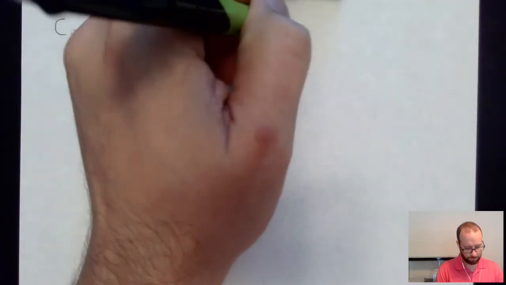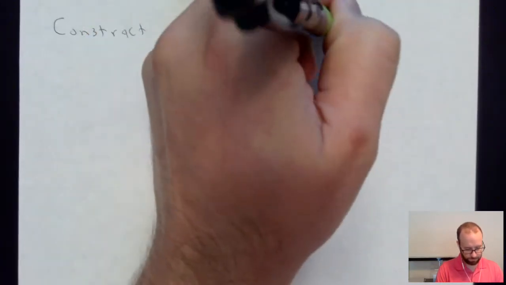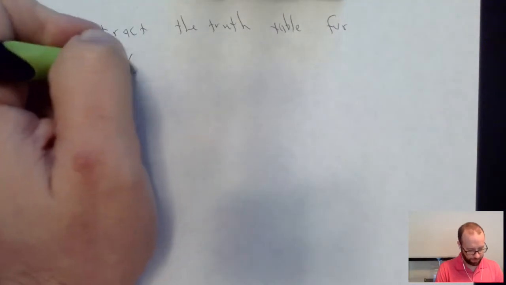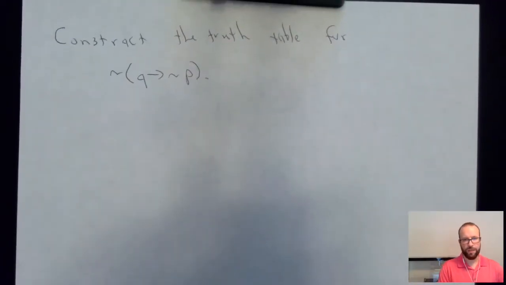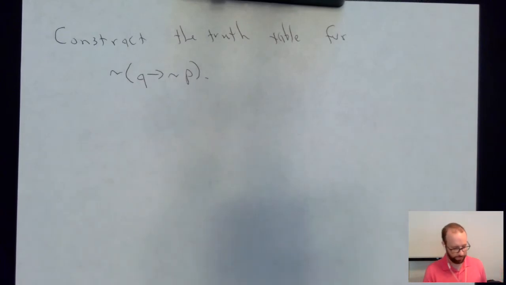Let's make a truth table. How about it is not true that if Q then not P? So I make the truth table for it is not true that if Q then not P.